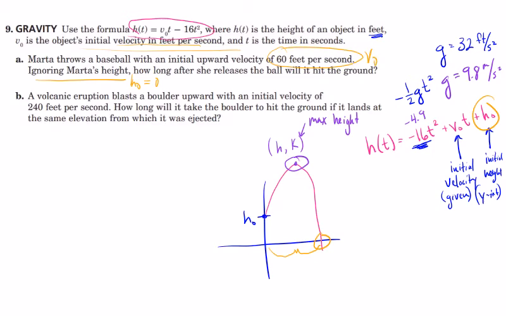So now we have everything we need to make our function. So we can say h of t equals, and we'll put v naught in there, 60, right? So I'm putting that in for v naught. And then the t's are just my variable. I'm just going to keep those the way they are.